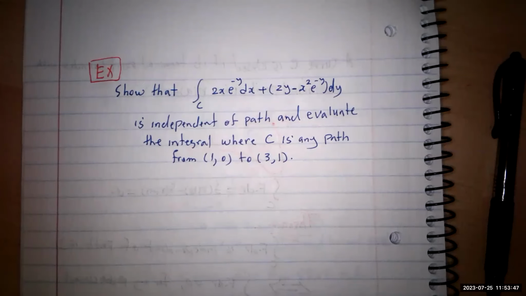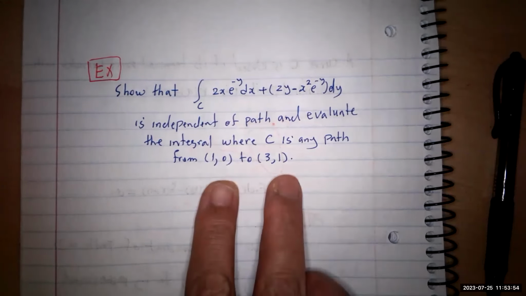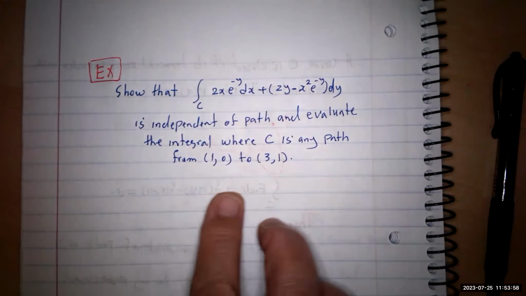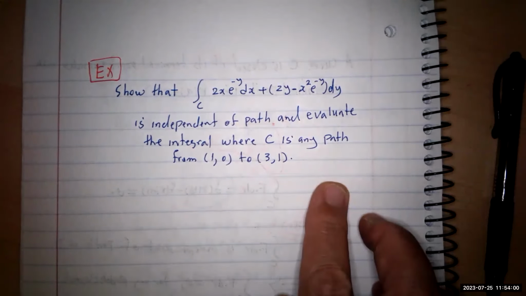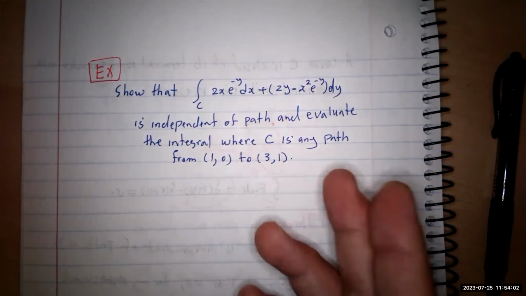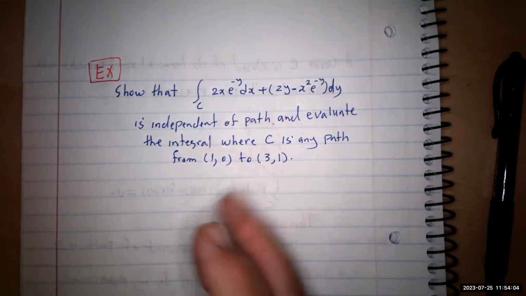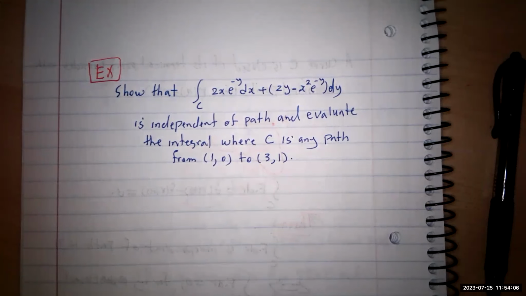Since it's independent of paths, this means if you pick any path you like, the result's going to be the same. So what's going to be the easiest path between two points? The easiest path that you can pick between two points is a straight line. And the equation of a straight line. So when it's a straight line, this is already the endpoint of the interval, and you'll be able to find it. Okay, so that's the advantage of this type of problems.